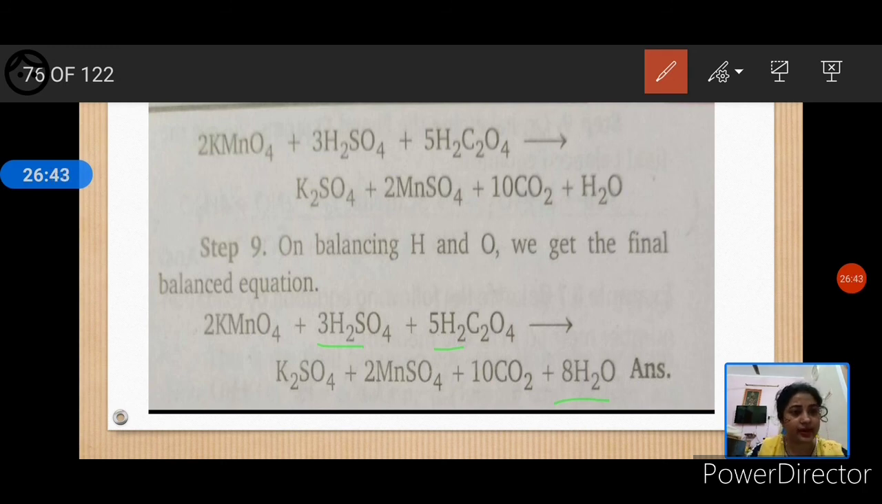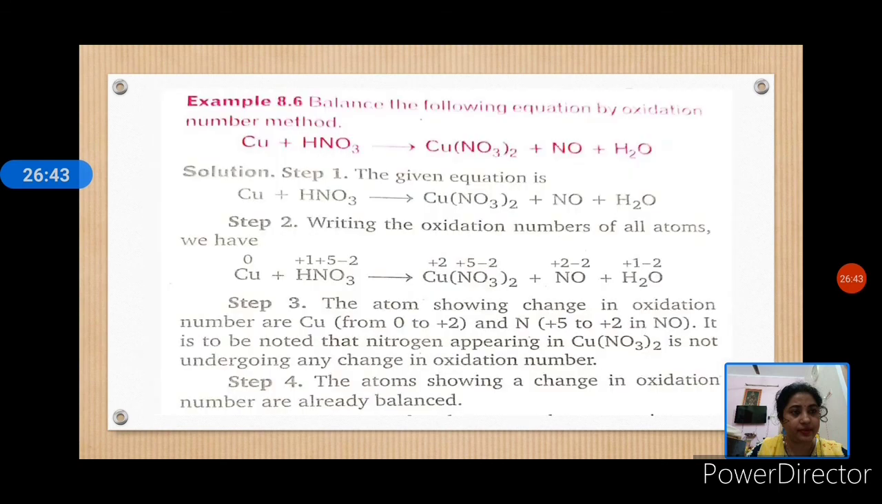Let's see another example which is given in your book. Or I think I should take it in my next video. A few more examples given in your book, plus the second method, the ion electron method, I will deal with in your next and final lecture on redox reactions.